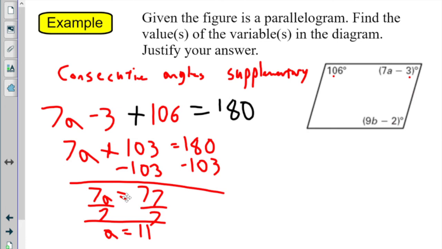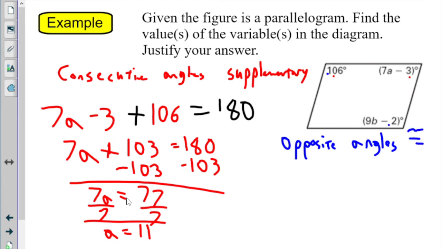All right, now we're going to use the same angle, but this time, here's 106, but this time we're going to look at this angle over here, the 9b minus 2. We're going to use it to solve for b. Are those angles consecutive angles or opposite angles? This time they're opposite angles. And opposite angles, what did we say about those? What should be true about them? They should be congruent.